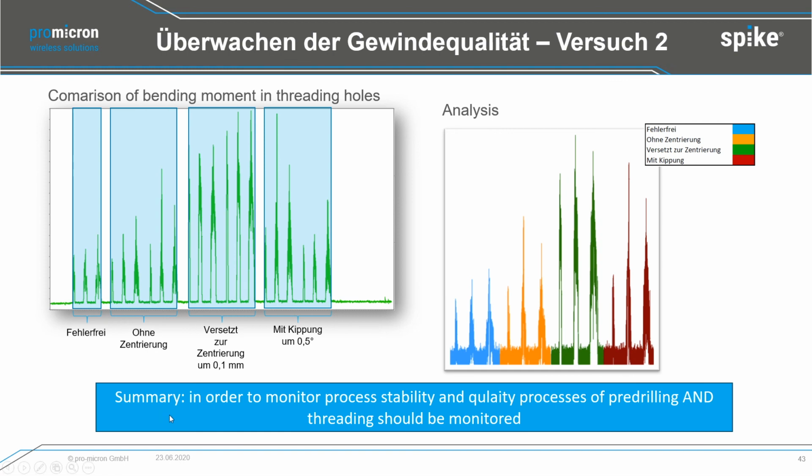So our summary is, in order to monitor the process stability and the quality processes of pre-drilling, you should do the monitoring of the pre-drilling and the threading, which should be monitored.